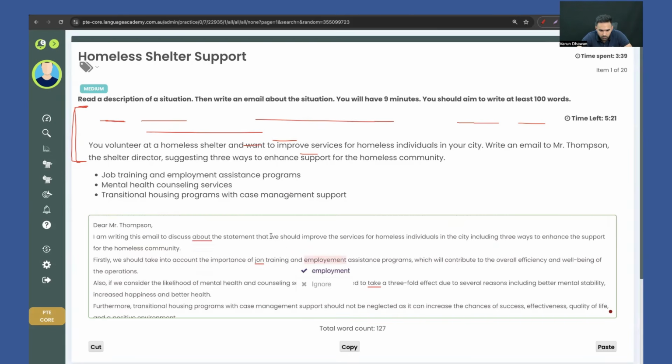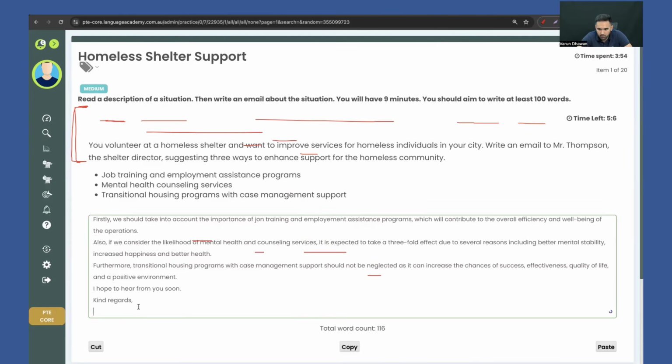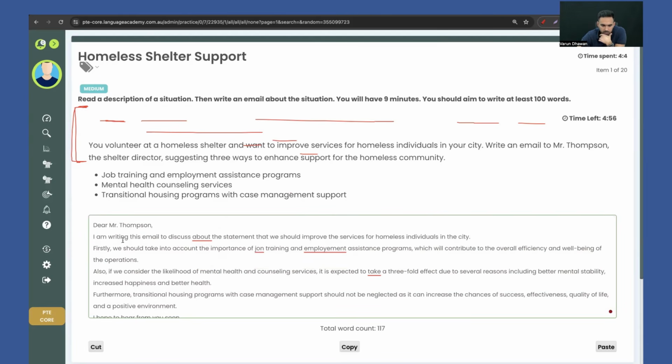As I've told you. So what we'll do is we'll cut this short. I'm writing this email to discuss about the statement that we should improve the services for homeless individuals in the city. That's it. We cannot exceed the word limit. Doesn't matter what the case is, right? Kind regards. Do we have a name here? No. So you just write your name. That's it. We are on 17-18 words. Dear Mr. Thompson, I'm writing this email to discuss about the statement that we should improve the services for homeless individuals in the city.